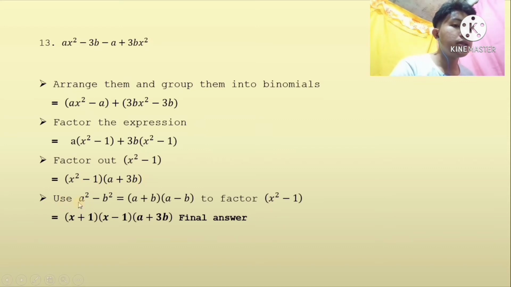Then use a squared minus b squared equals a plus b times a minus b to factor x squared minus 1. So it will become x plus 1 times x minus 1. So our final answer will be x plus 1 times x minus 1 times a plus 3b.